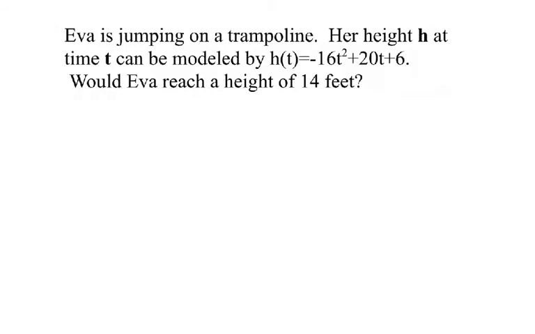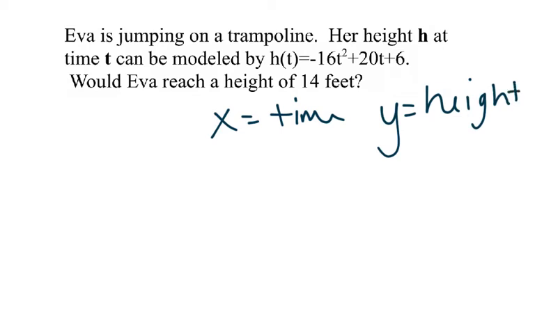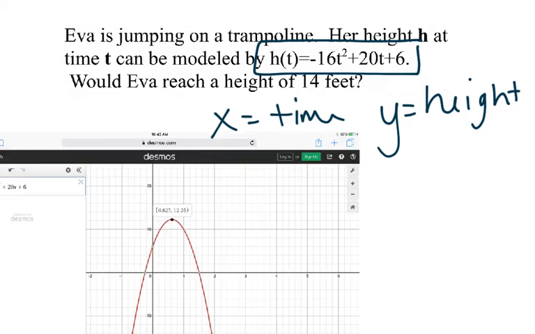Eva is jumping on a trampoline. Her height h at time t can be modeled by blah, blah, blah. Would Eva reach a height of 14? So remember, x is time, y is height. Is it even possible to reach 14 feet? What I would do is graph this in Desmos, find the vertex, and see if you ever even reach 14 feet. So do that and pause the video and try it in 1, 2, 3.